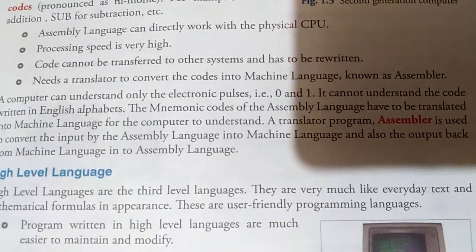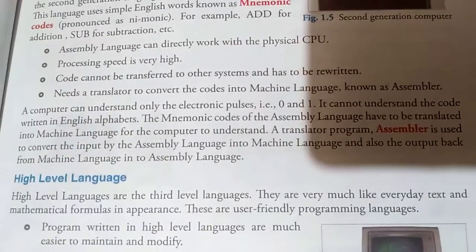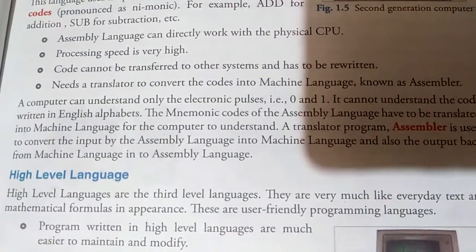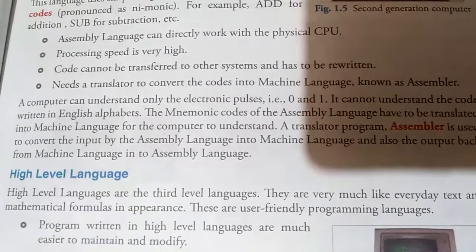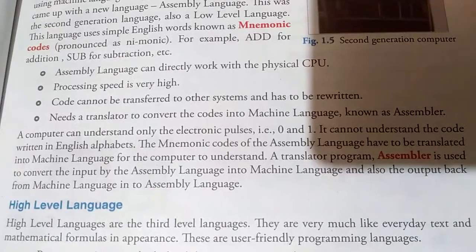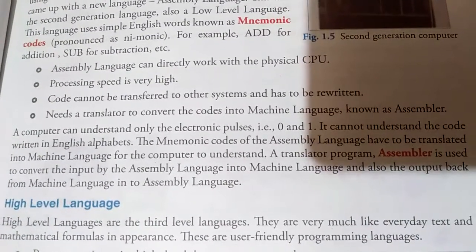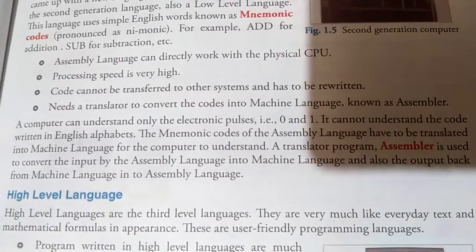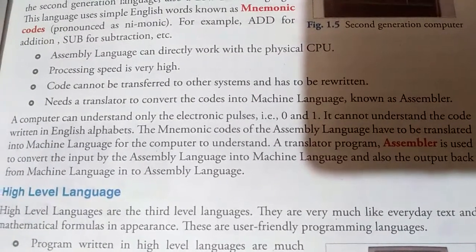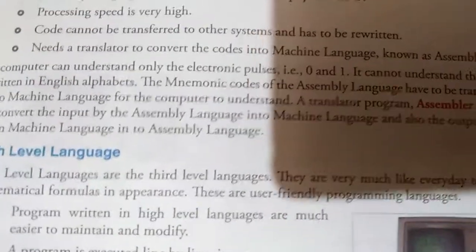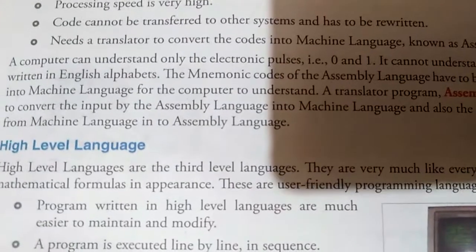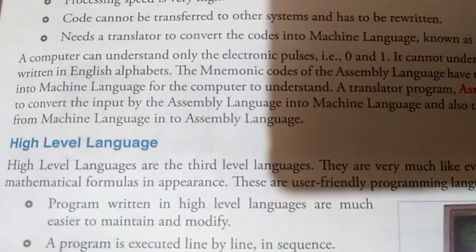The mnemonic code of assembly language has to be translated into machine language for the computer to understand. A translator program, the assembler, is used to convert the input written in assembly language into machine language, and also to give the output back. That means there is one converter which changes your language into machine language and gives it back to the assembler.